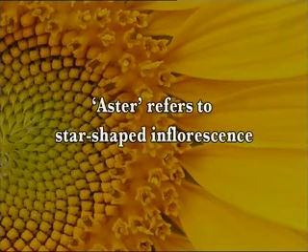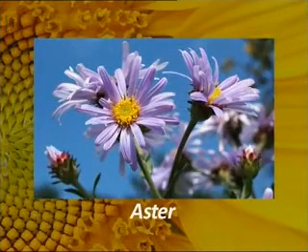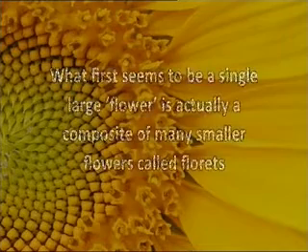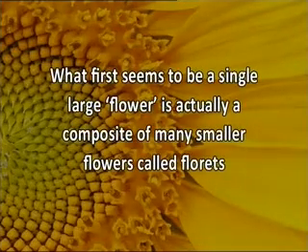The term aster, on which the family name is based, refers to the star-shaped inflorescence in the type genus Aster. And it is named the composite family. The word composite has been derived from the Latin word compositus, which refers to the densely clustered groups of flowers that are characteristic of the family Asteraceae. So, the uniqueness of the family Asteraceae is that what first seems to be a single large flower is actually a composite of many small flowers called florets.